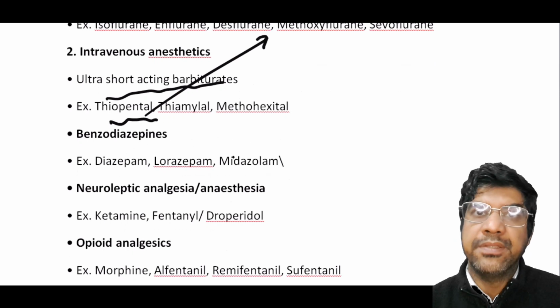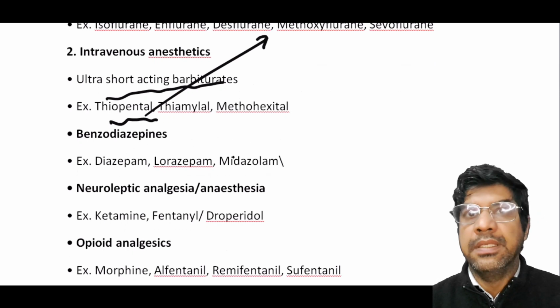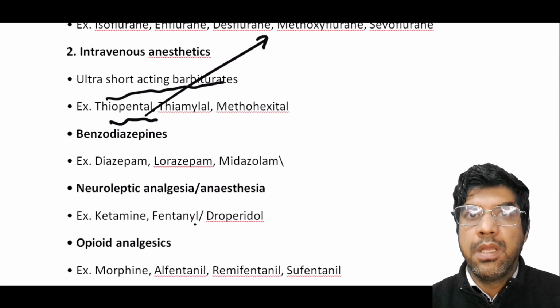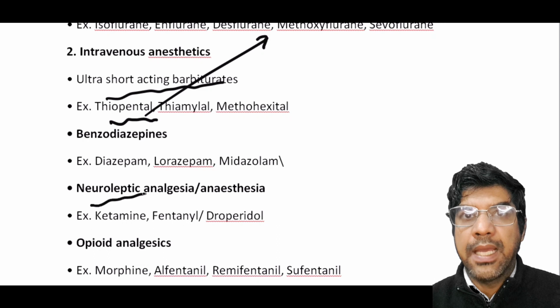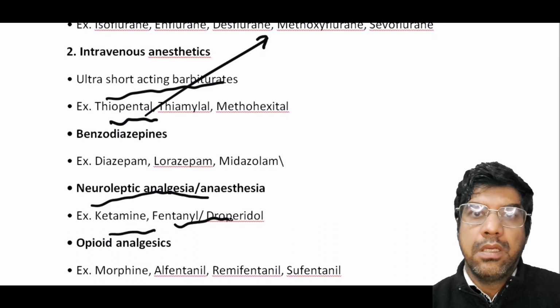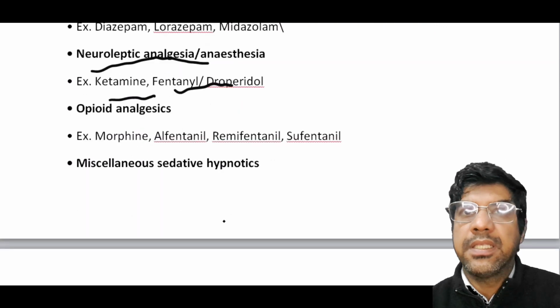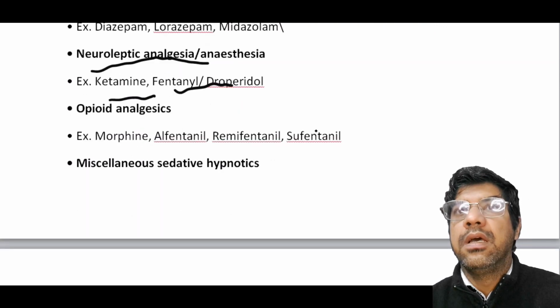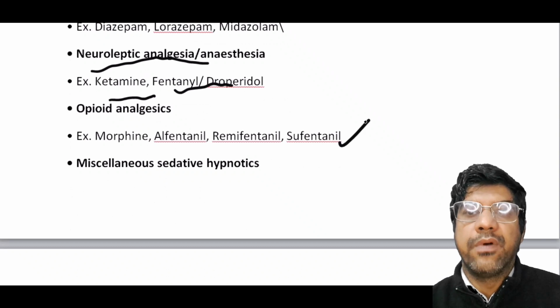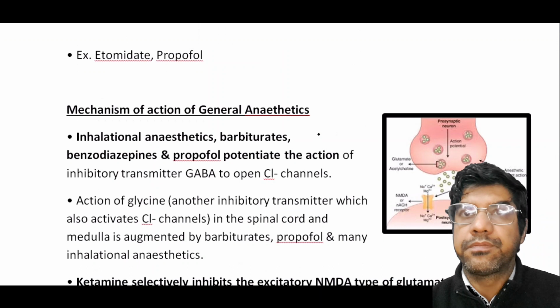Examples of benzodiazepines are diazepam, lorazepam, midazolam. Examples of neuroleptic analgesia, remember, are ketamine and fentanyl. The opioid analgesics are morphine, remifentanil, sufentanil. Remember that from your entrance exam point of view.